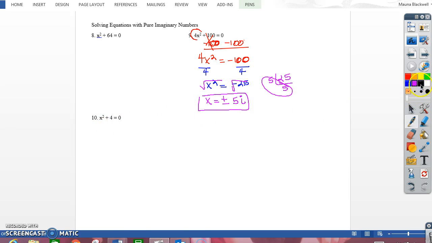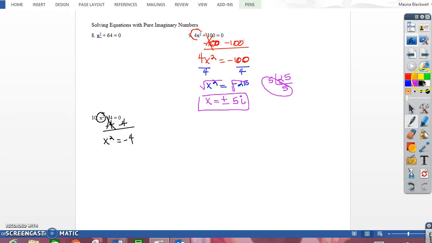So when we look at number 10, we have x squared plus 4 equals 0. So here's my x squared term. To get it by itself, I'm going to get rid of the 4, and I do so by subtracting 4 from both sides. So x squared equals negative 4.